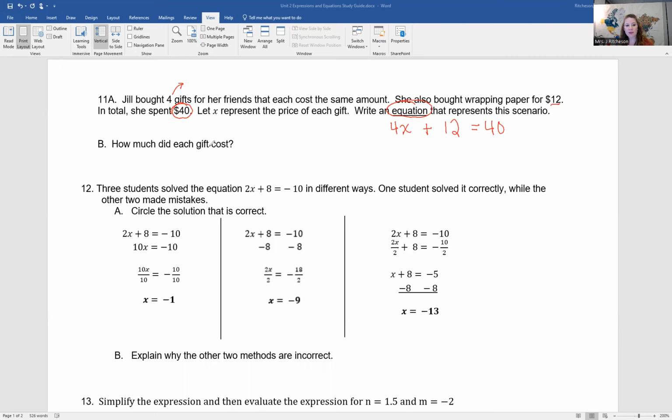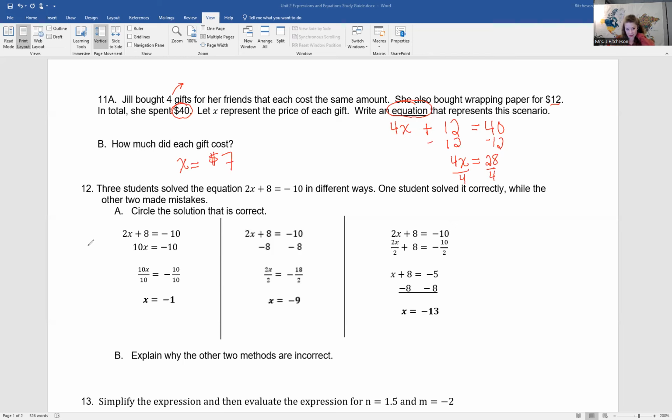And so now to figure out what each gift costs, we would solve it by subtracting 12 from both sides. And we'd have 4x is equal to 28. And the opposite of times 4, when we divide both sides by 4, we find out that the price of each gift is $7.